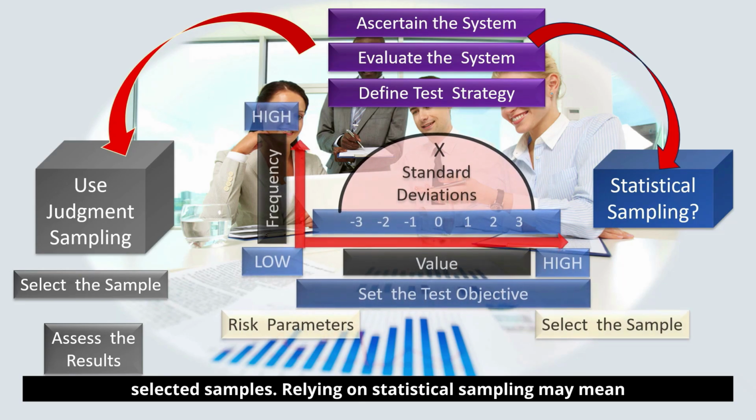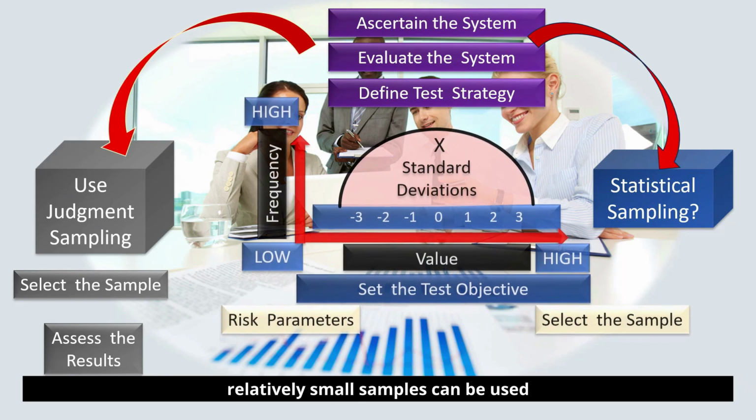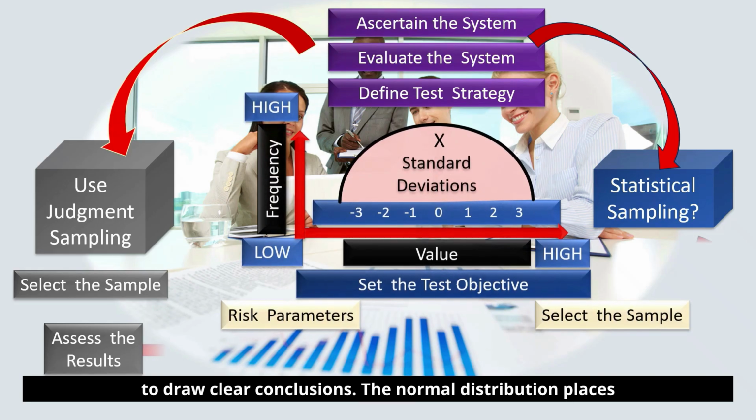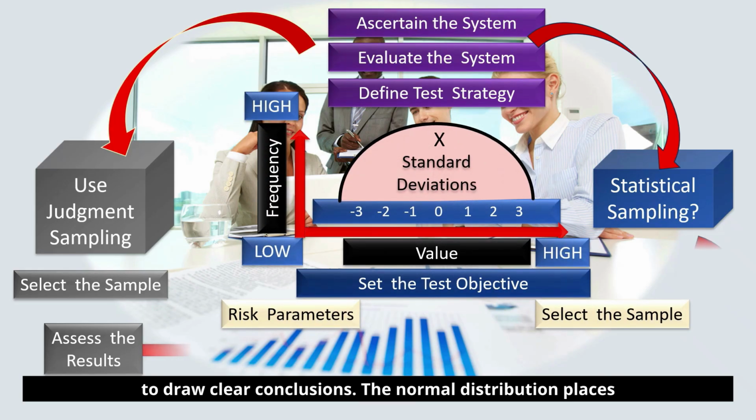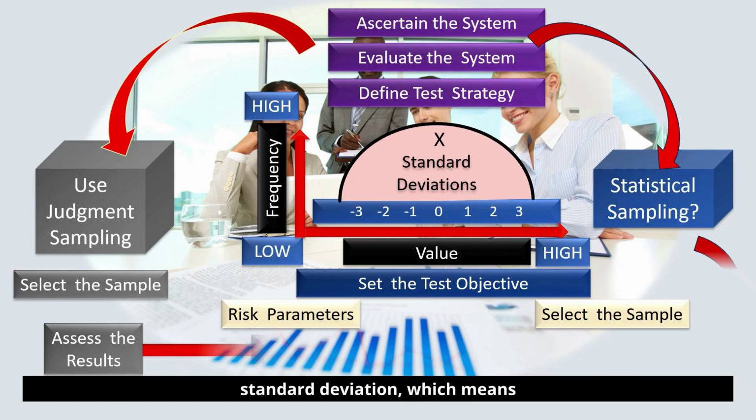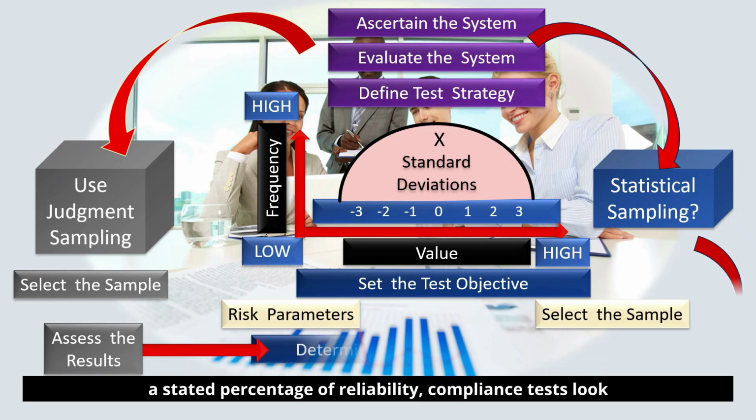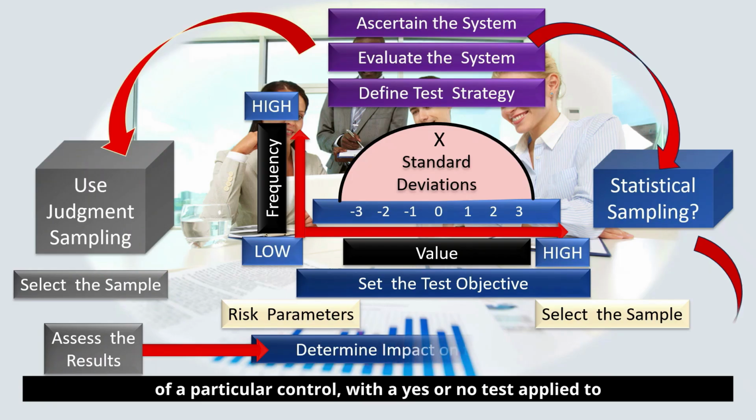Relying on statistical sampling may mean relatively small samples can be used to draw clear conclusions. The normal distribution places attributes of the entire population in the shape of a bell, with confidence levels based on the standard deviation, which means the sample selected should reflect the same attributes as the much wider population. To a stated percentage of reliability, compliance tests look for the correct use or otherwise of a particular control, with a yes or no test applied to the sample.